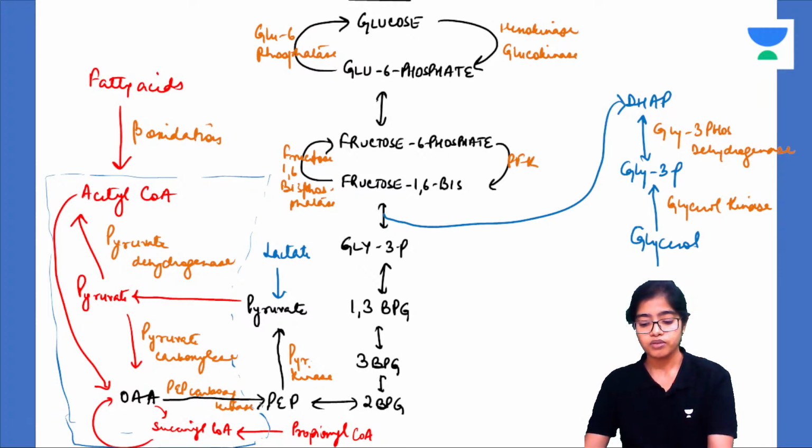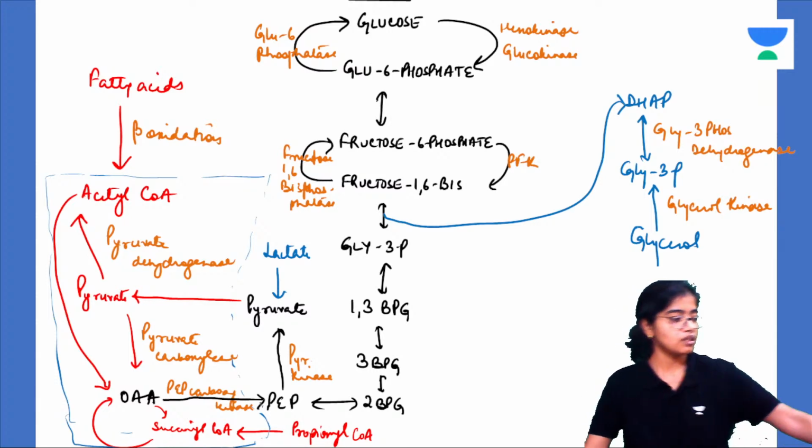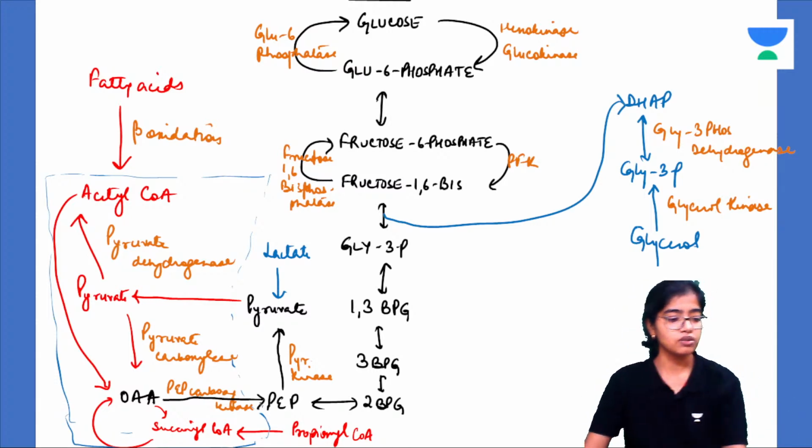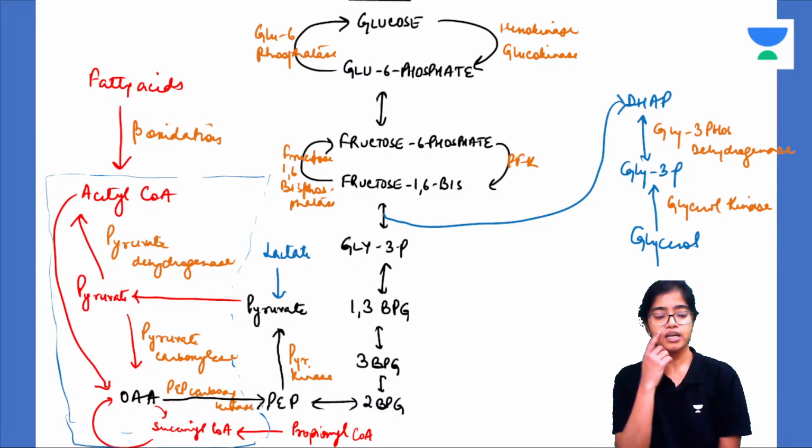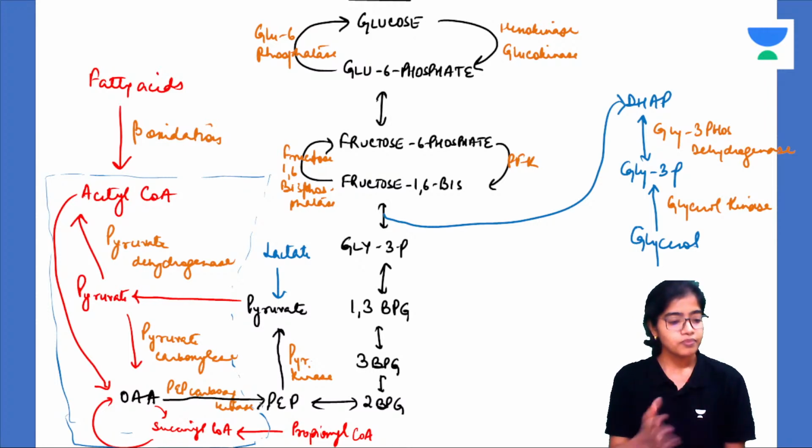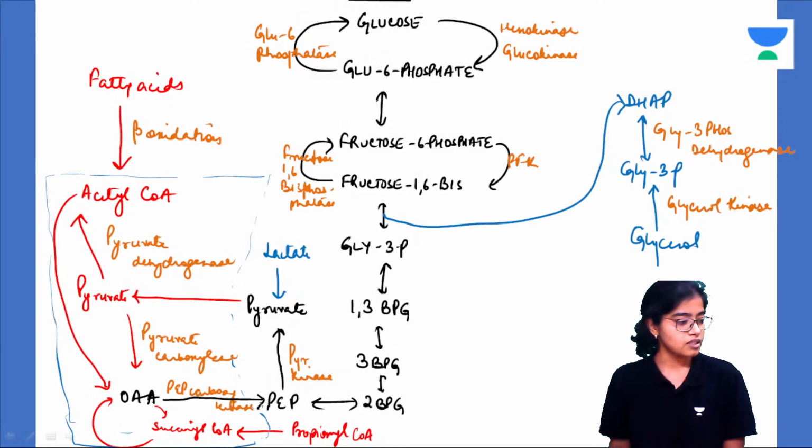So we'll just understand this chart and then we'll stop tonight, and tomorrow we'll read about the other aspects of gluconeogenesis and the HMP shunt. Now I'll give you 1 minute to take this down and to understand, and then we'll start with the explanation part. Okay, now take this down. All right.